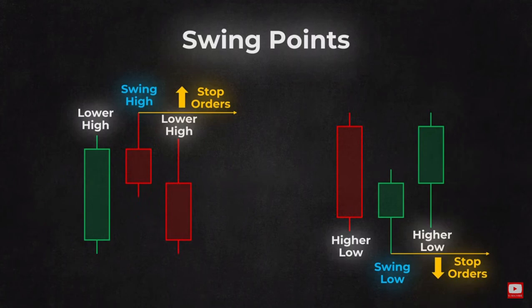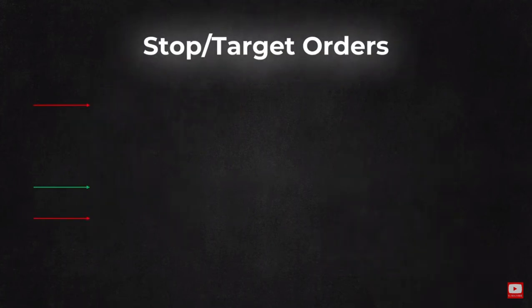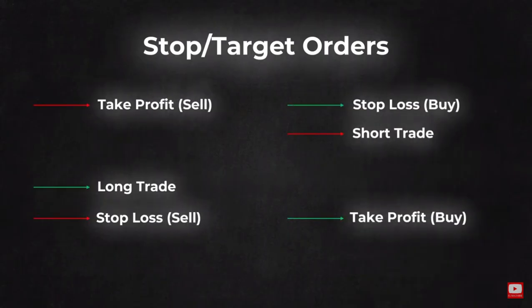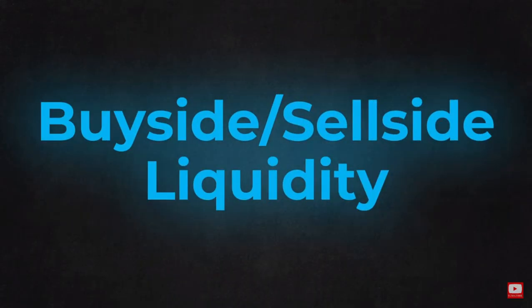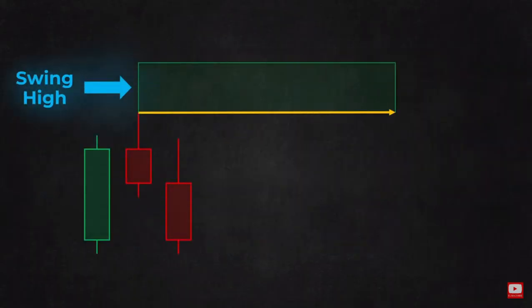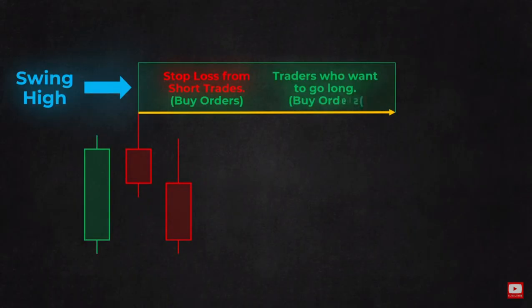Recall that in a long trade, the stop loss and the take profit targets are sell orders, and in a short trade, the stop loss and take profit targets are buy orders. This idea leads us directly to the concept of buy side and sell side liquidity. Just above a swing high, there are a lot of stop orders from short trades, which are buy stop orders, and there are also a lot of buy stop orders from traders who want to go long if price surpasses the swing high. In ICT terms, this level represents buy side liquidity.